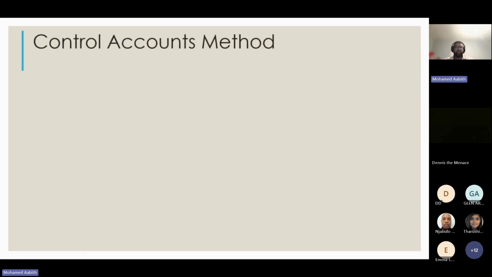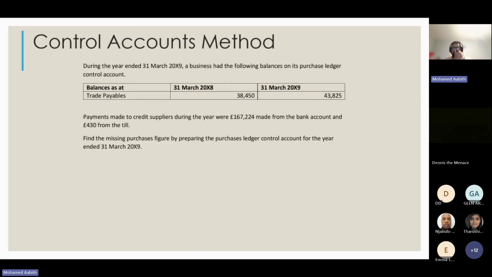The next method is by the control accounts. Let's look at the control accounts, for example. So they have given you here this one. During the year ended on 31st of March 2019, a business had the following balances on the purchase ledger control account, or another name for payable ledger control account. The payments made to the suppliers for the year end were 167,224 made from the bank account and 430 pounds from the till.